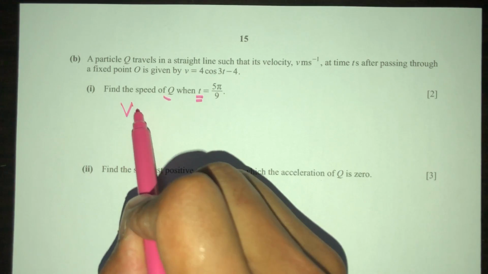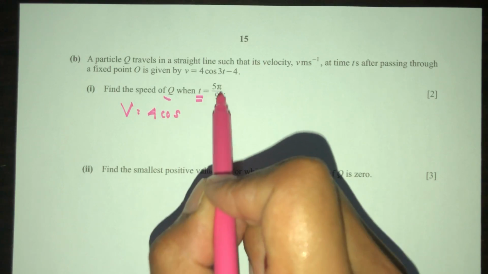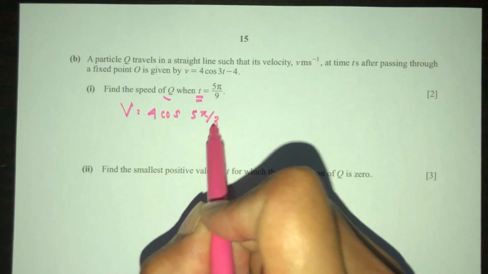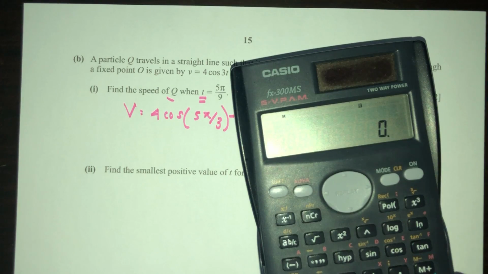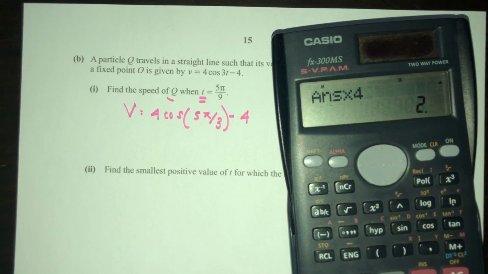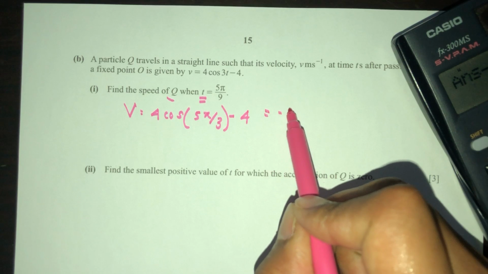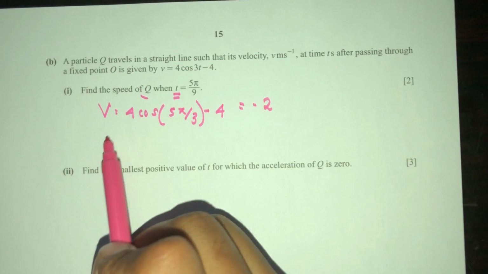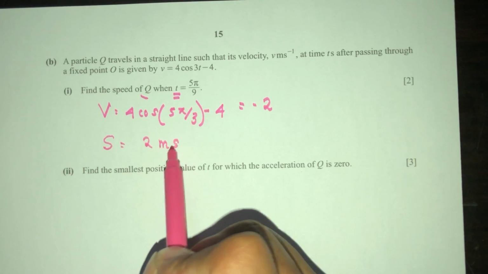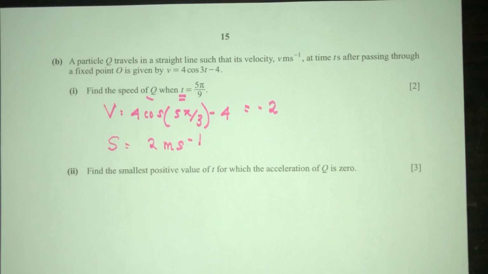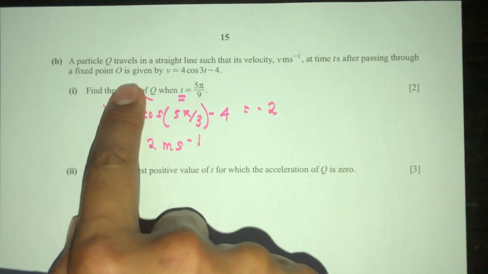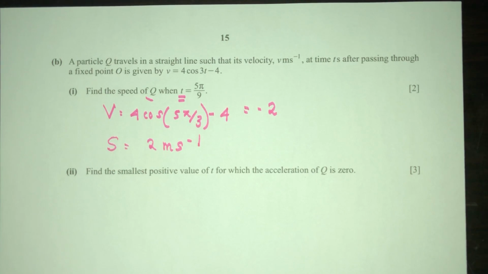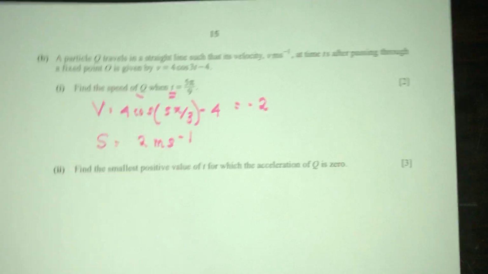So replace. V will be 4 cos 3 times t, that will be 5 pi over 3, minus 4. That will become, in radians obviously, cos 5 pi over 3 times 4 minus 4. That should be the value of minus 2. However, because we know that speed doesn't have direction, it will be 2 meters per second. Velocity obviously has direction. Minus 2 is basically direction. So the minus sign is direction. If you want to find the speed, you have to give your answer without the minus sign, so the speed will be 2 meters per second.